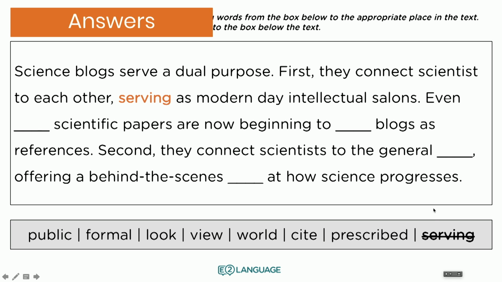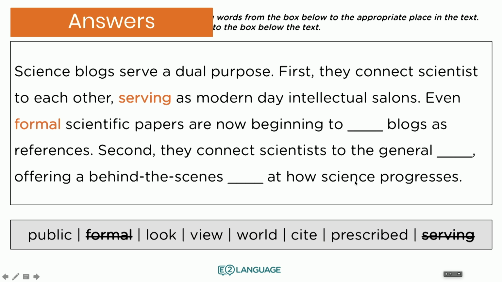Now look at the next one. Even something scientific papers. What type of word can fit there? And what types of words are there down the bottom? We need an adjective. We've got public, formal, and that's about it. We could use prescribed possibly, but the answer here is formal. Even formal scientific papers. And there's your collocation, a formal paper.